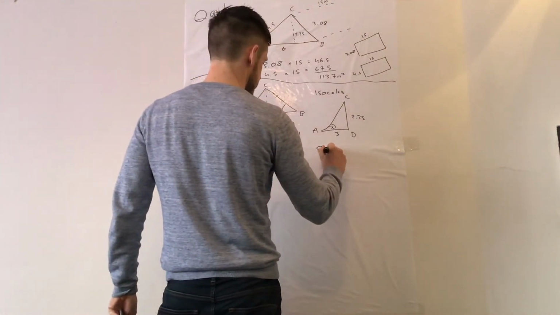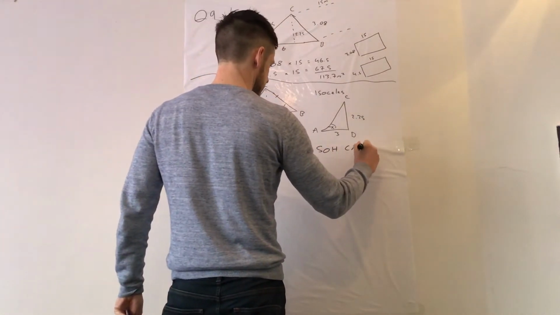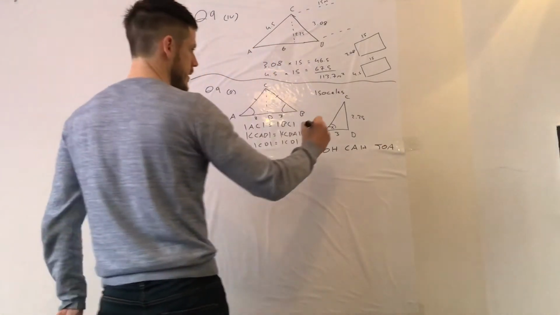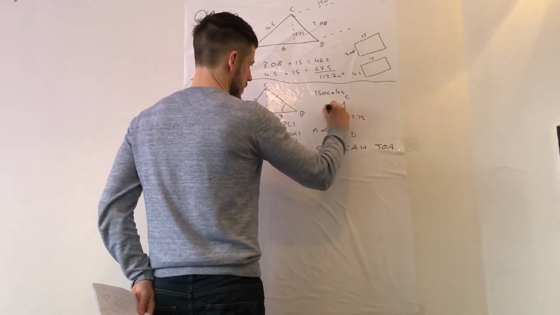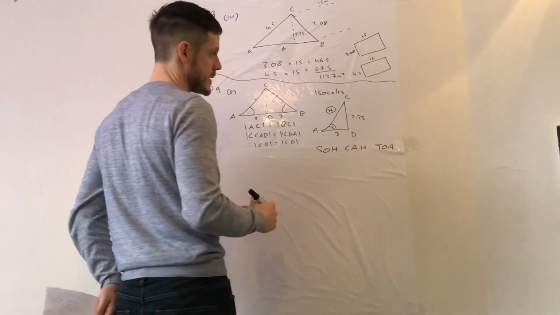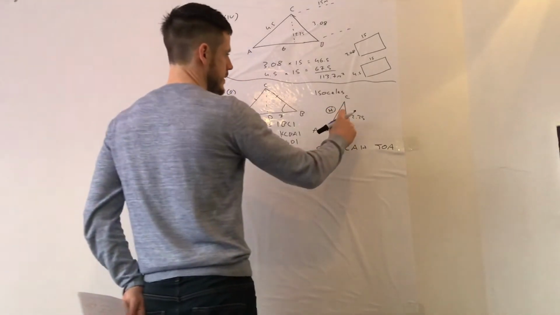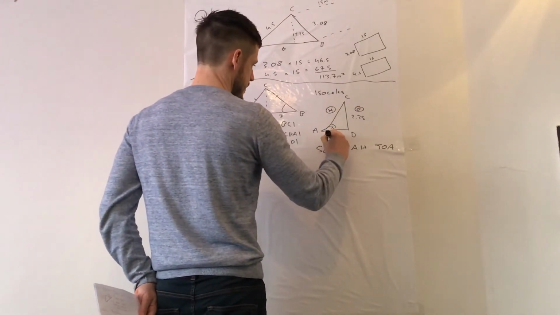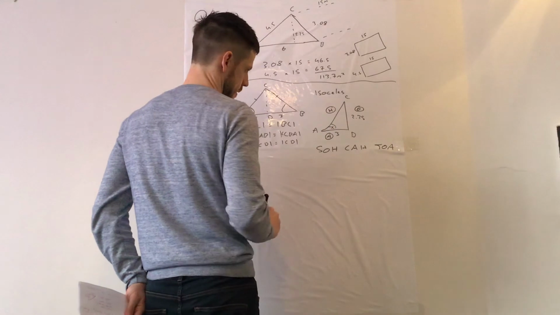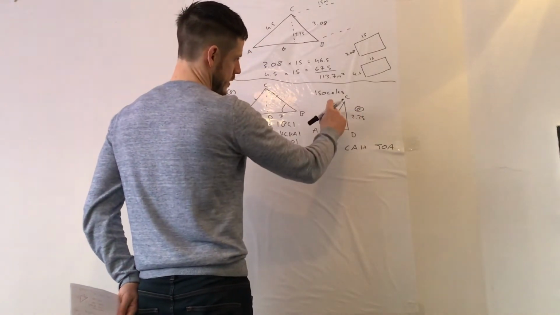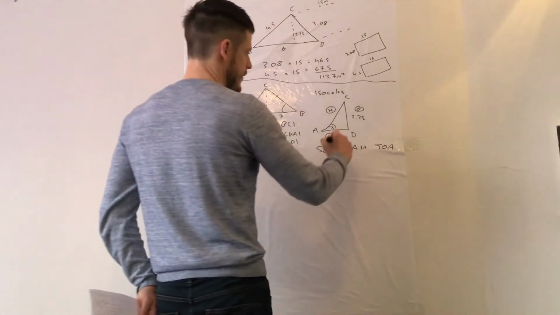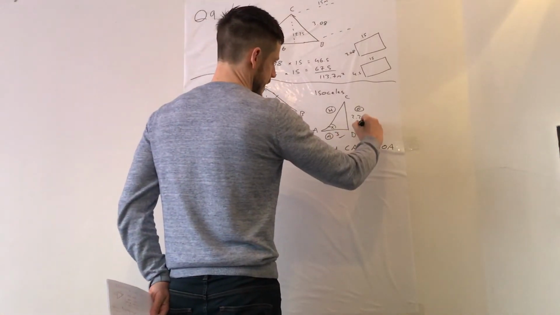SOHCAHTOA. Now, I know that this is my hypotenuse, because this is the right angle here, and across from this, the biggest side is the hypotenuse. I know that this is my opposite, it's across from the angle there, so that's O, and I know that this is my adjacent here. So opposite is across from the angle, hypotenuse is across from the right angle, the biggest side, and the other side is the adjacent. So, the information I have is the adjacent and the opposite.